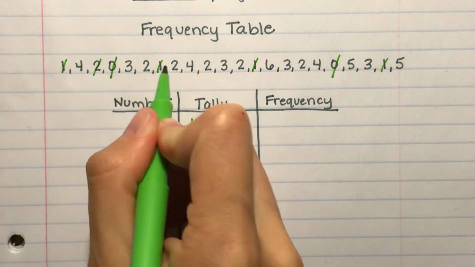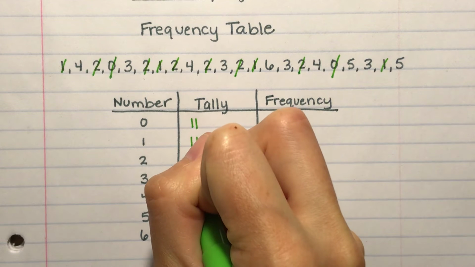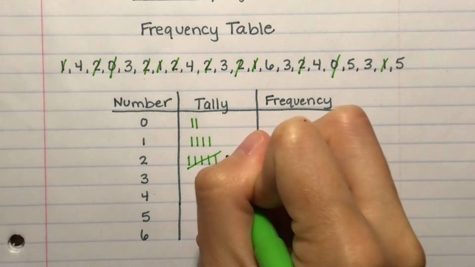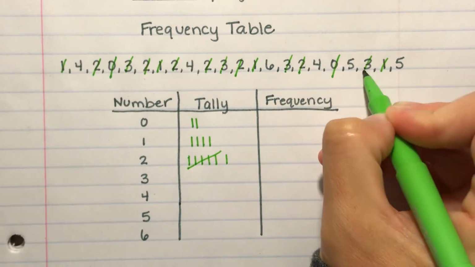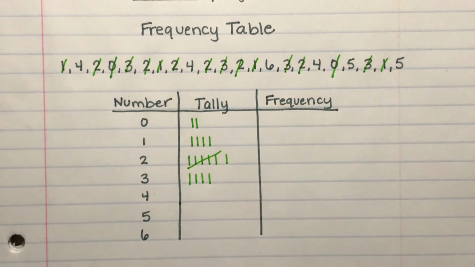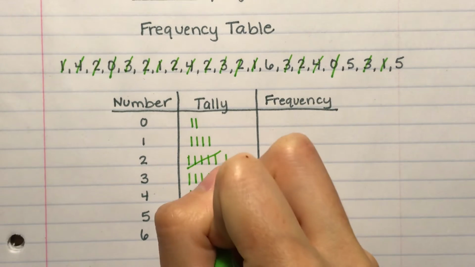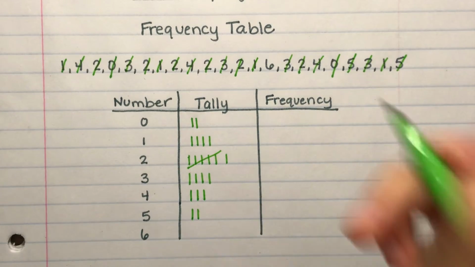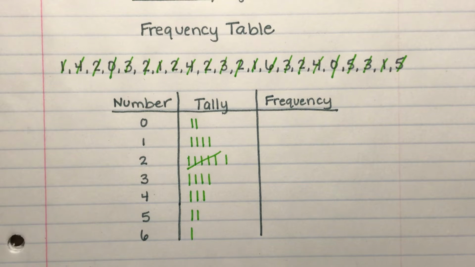Number 2s: 1, 2, 3, 4, 5, 6. I've got 6 of those. So again, I'm tallying them up, 5, 6. All right, 3s: 1, 2, 3, 4. And 4s: 1, 2, 3. Number 5s, I see 2. And 6, I see 1. And when I look up at the top, I've crossed every number off, so I know I didn't miss anything.